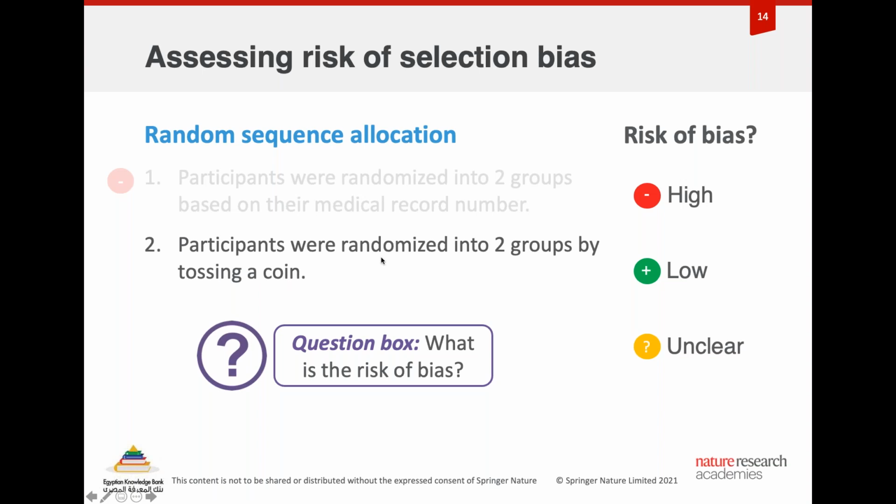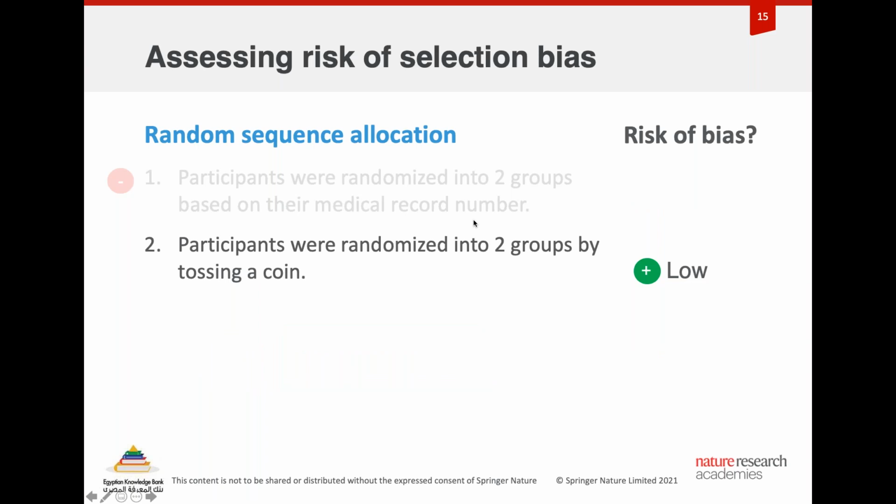What about if participants were randomized into the two groups by flipping a coin? So heads, they go into group A, tails, they go into group B. Would this be a high or low risk of bias or unclear? In other words, the randomization. And everybody's saying low, definitely. This is purely random. We know they're not going to be biased in who goes into which. It's purely random chance if they're in group A or in group B.